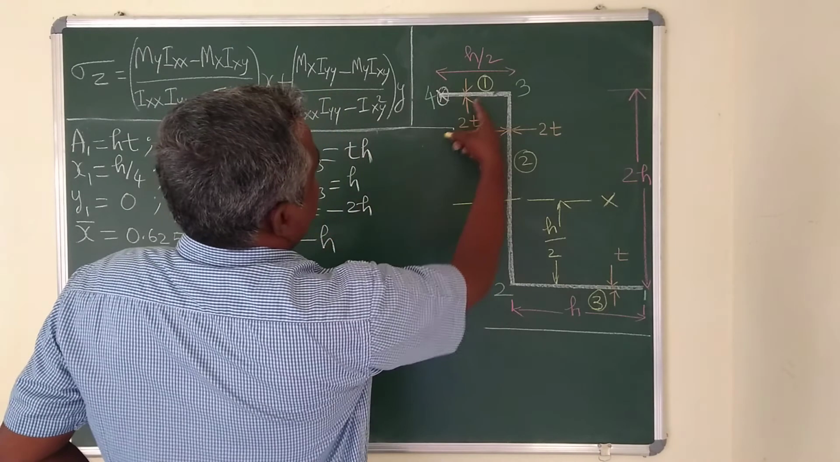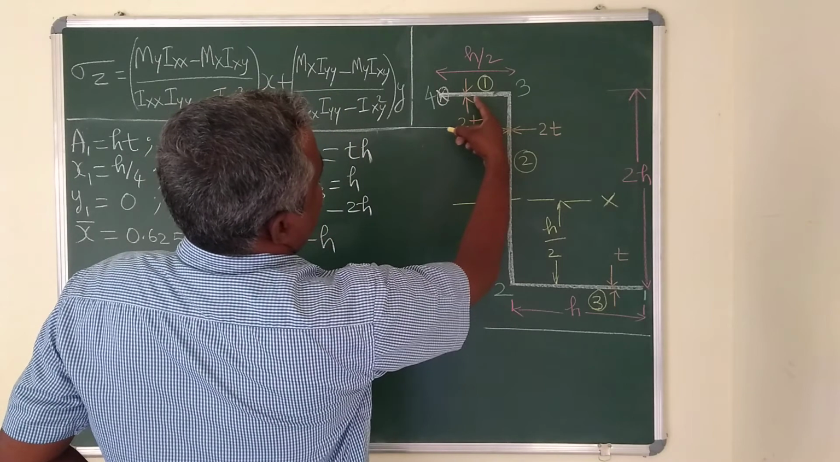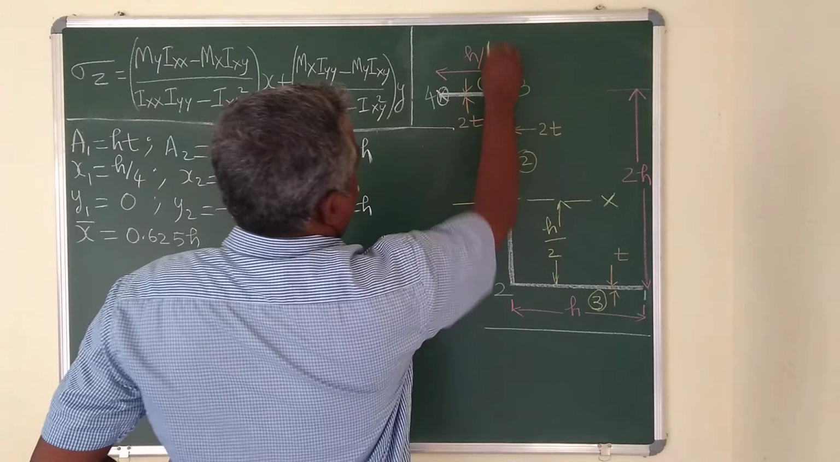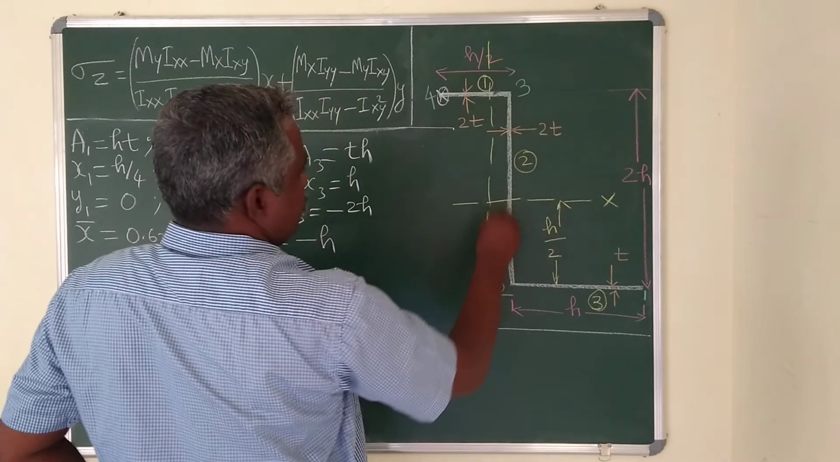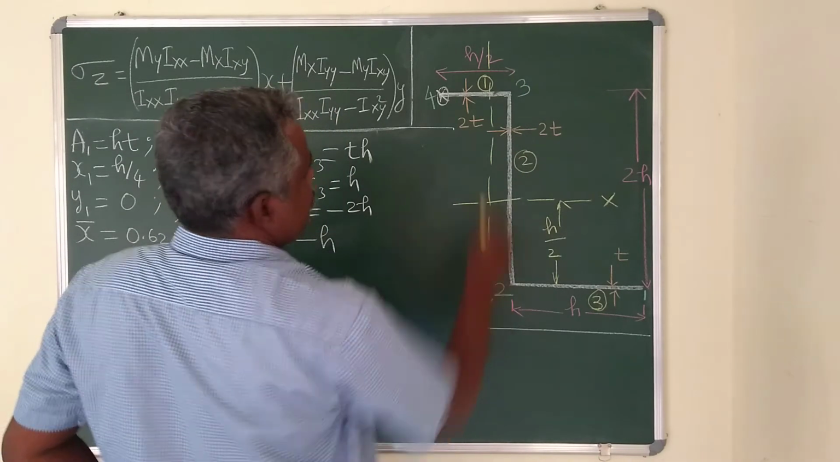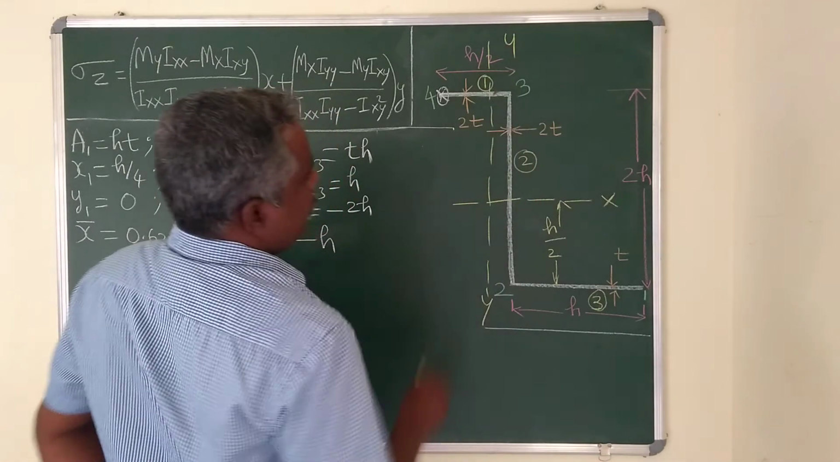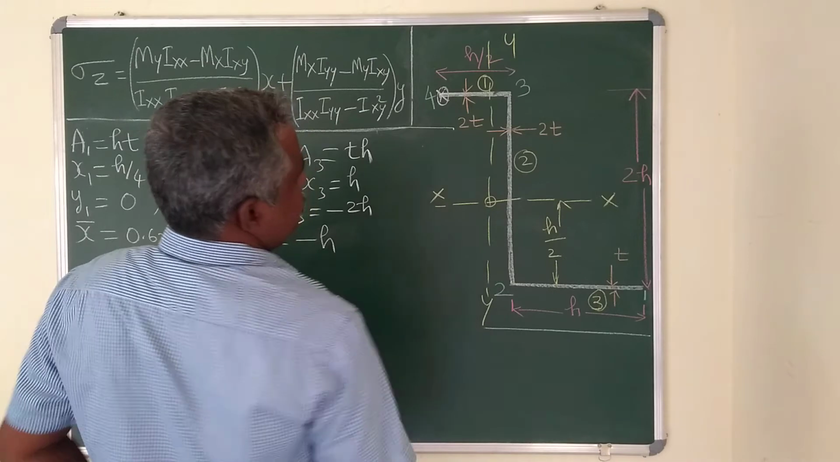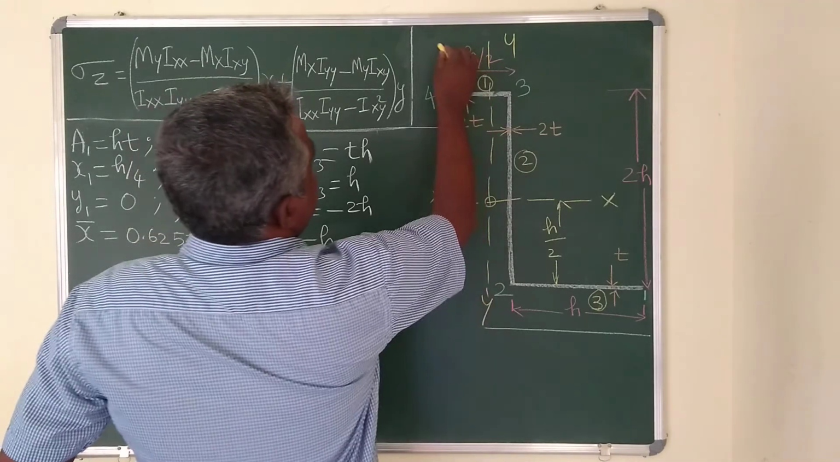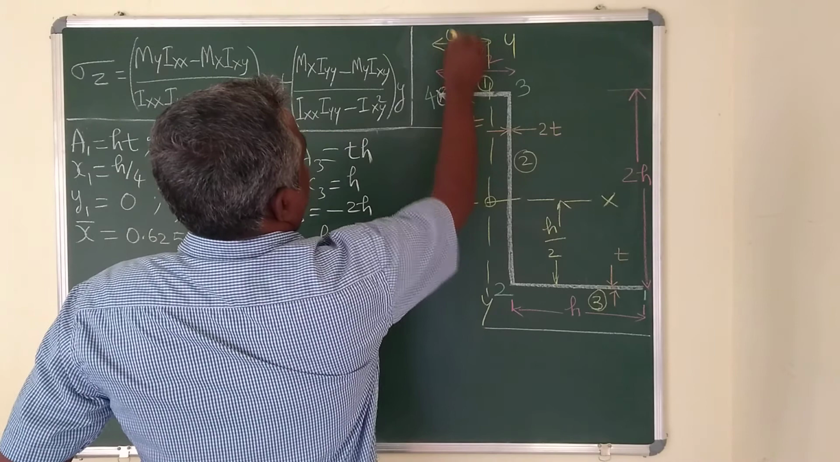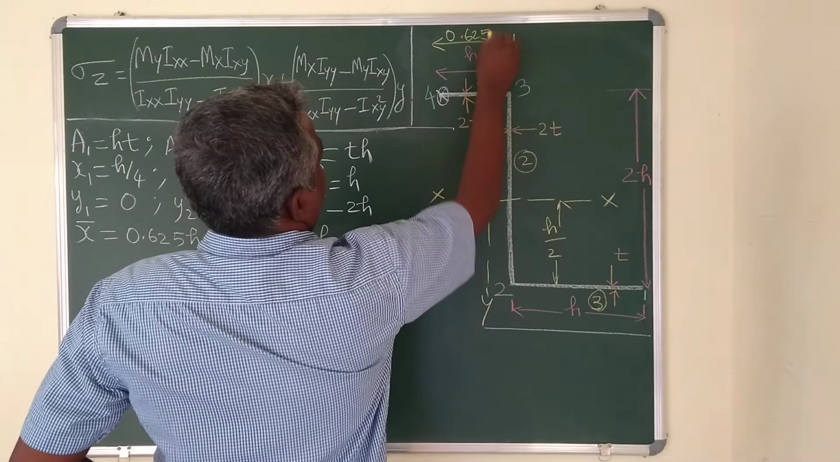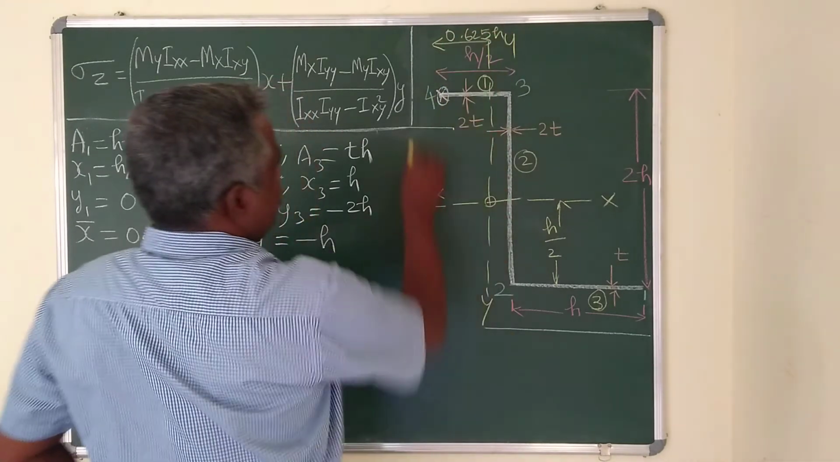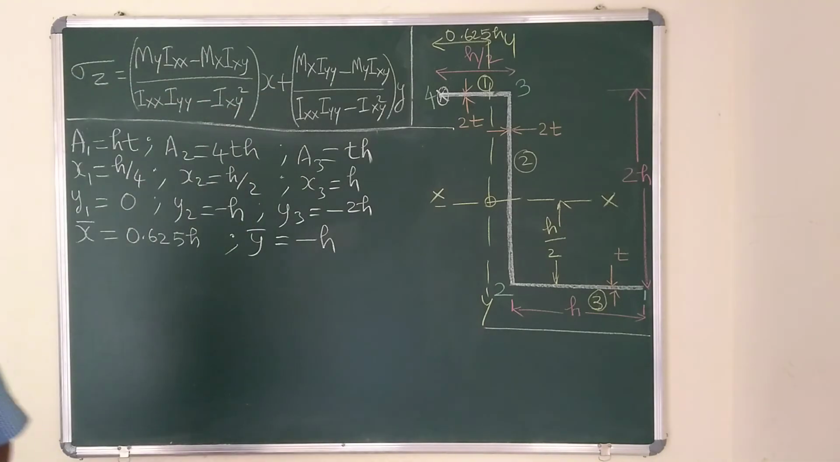Okay, 0.625. This is 0.325, 0.625, somewhere here. So this is the y axis. Okay, so this is our centroid. So this is our x axis. And this distance is nothing but 0.625 h.